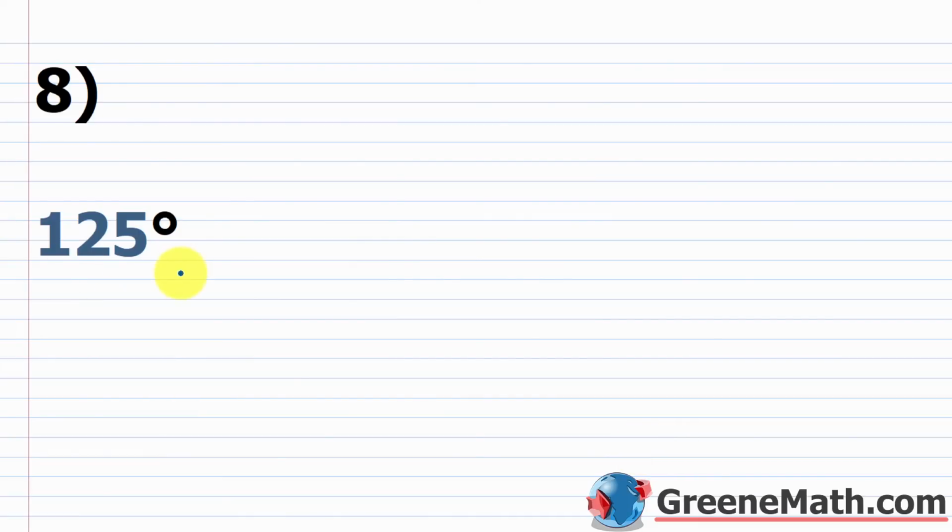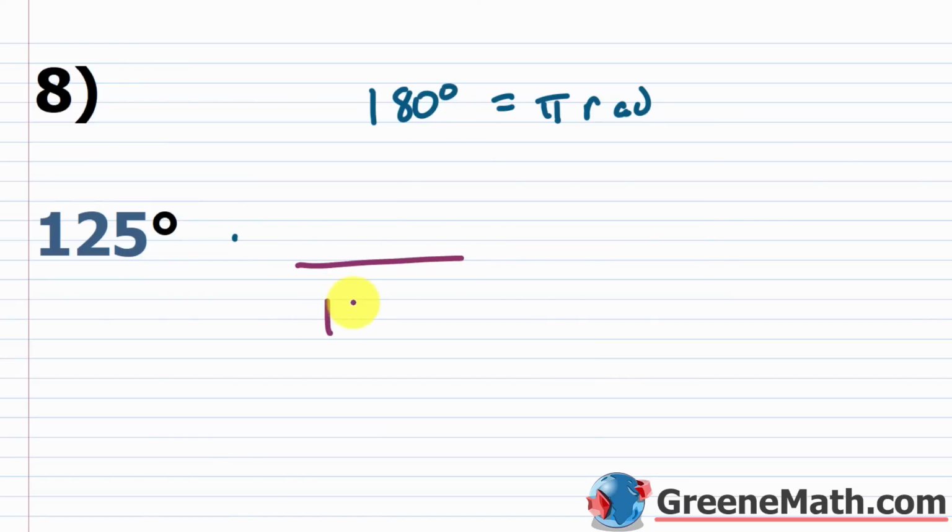So here we have 125 degrees. So let me write out that 180 degrees is equal to pi radians. And again, what do I not want? I don't want degrees, so that goes in the denominator. So let me put 180 degrees down here. Let me put pi radians up here. So this is going to cancel with this, so you don't have degrees anymore. You'll have this in terms of radians.